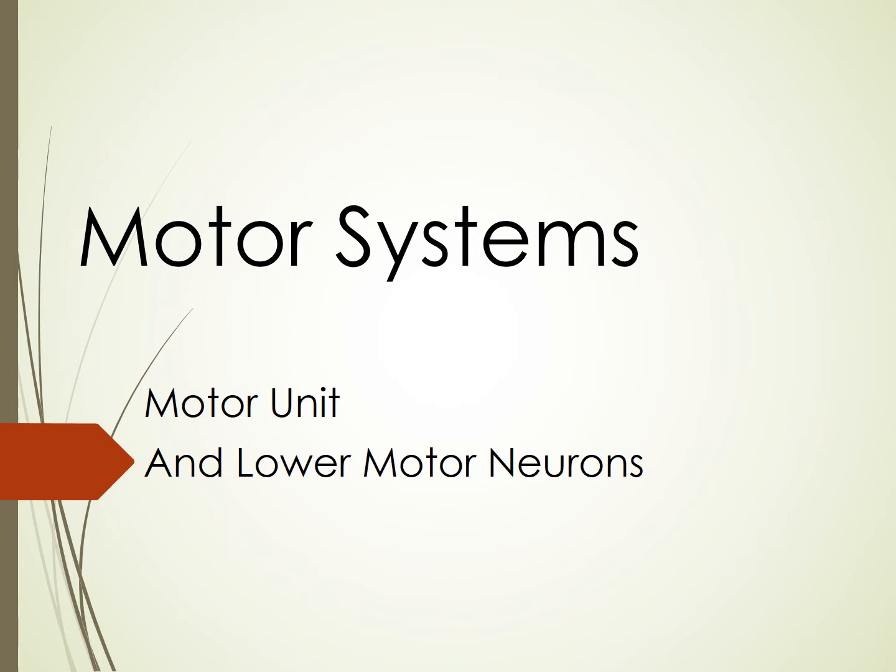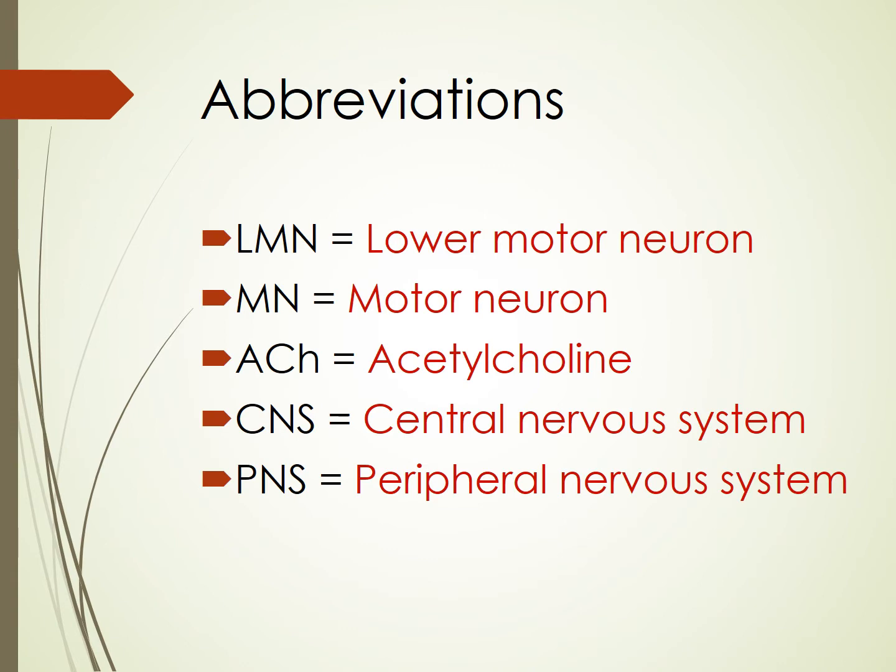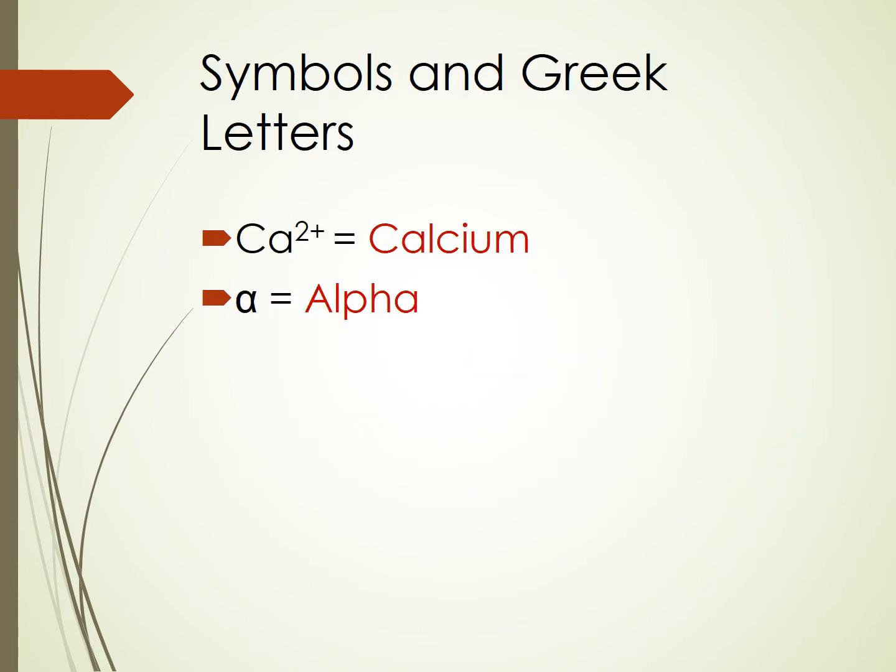In this introduction to motor systems, I'm going to be talking about the motor unit and lower motor neurons. Abbreviations in this portion of our lecture are LMN, lower motor neuron, MN, motor neuron, ACH, acetylcholine, CNS, central nervous system, and PNS, peripheral nervous system. This portion of our lecture will also include a chemical symbol, Ca2+ for calcium, and a Greek letter, alpha.